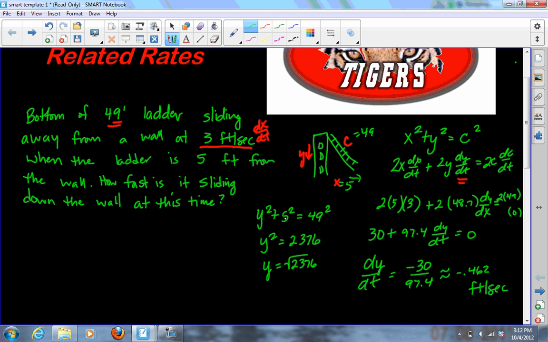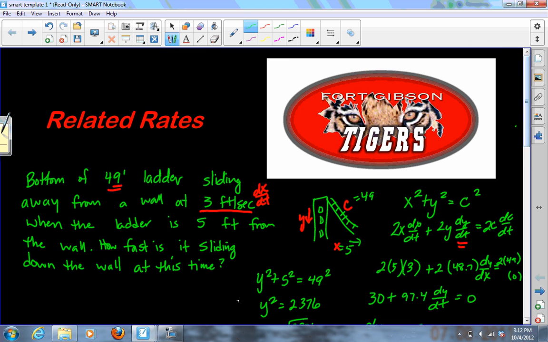There are many related rate problems. Each one's all the same, but they're all different. They're all a different equation to start with, but after that the process is the same. So I'll do another example maybe in a different video.